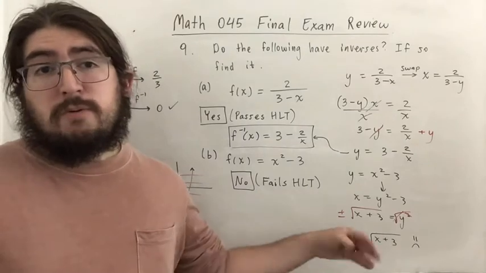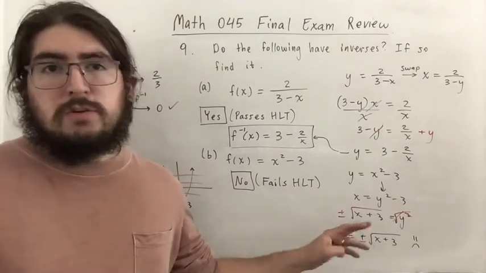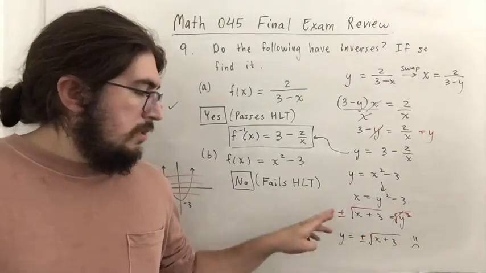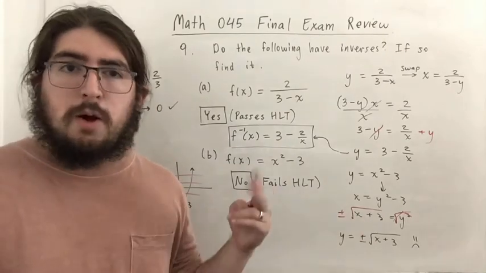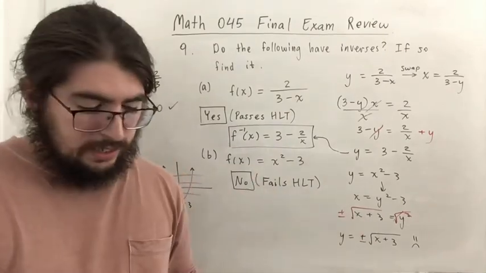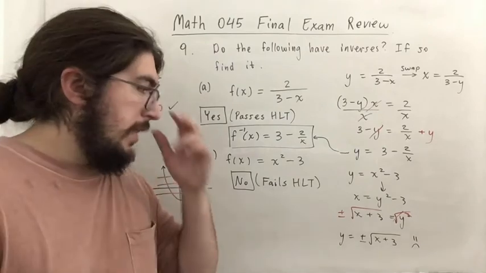would be positive 2, sorry, the square root of 4 is 2. You get positive 2 or negative 2. So you get two outputs for an input. So you actually are not a function. You fail the vertical line test.